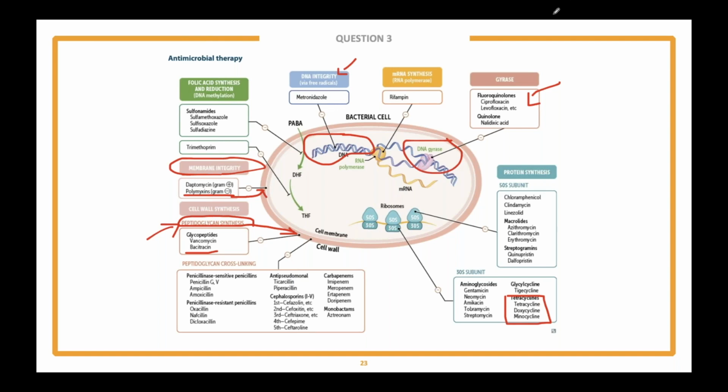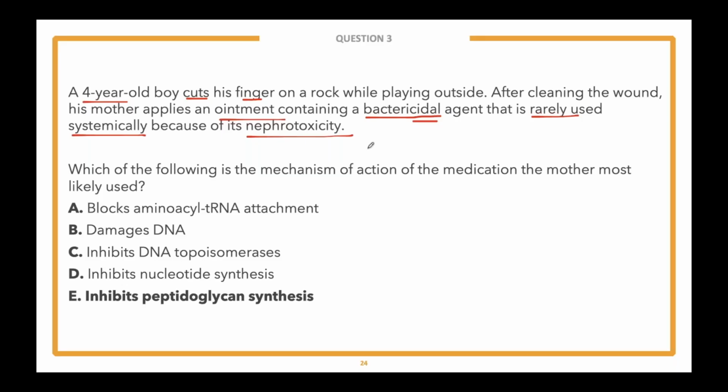So we really had to come up with two parts to this. We had to figure out that this was bacitracin, and the reason why is that number one, it's not used systemically because it's so nephrotoxic.